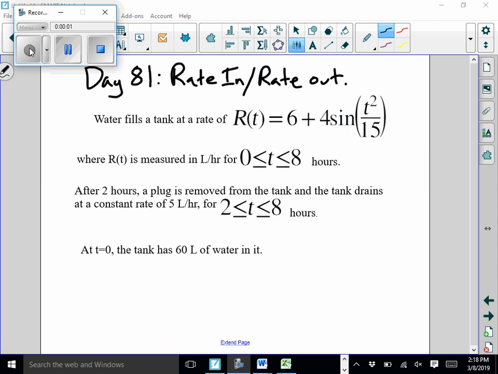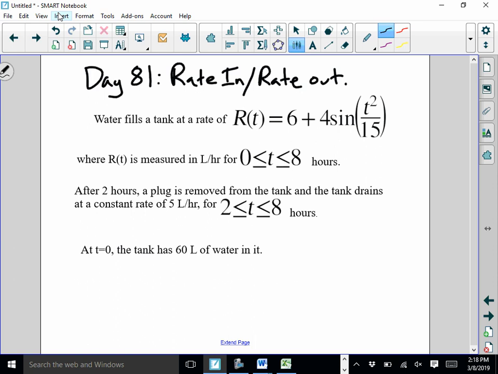It's day 81. We started looking at some rate in, rate out problems today in class. I want to do a full example that takes care of all the different questions they might ask on the AP free response section. So go ahead and pause the video right now and copy this prompt down into your notes. It's really important to copy it into your notes right now because we're going to annotate it to make sure that we understand this really well and get everything 100% right.